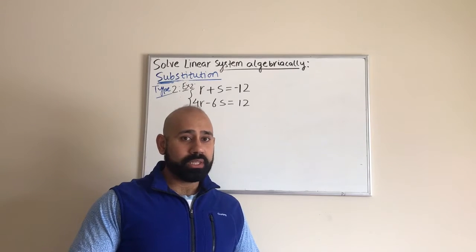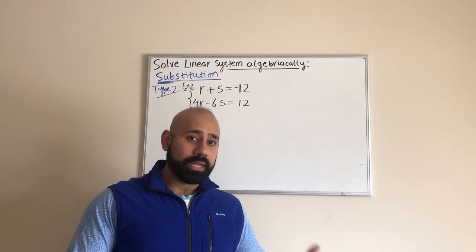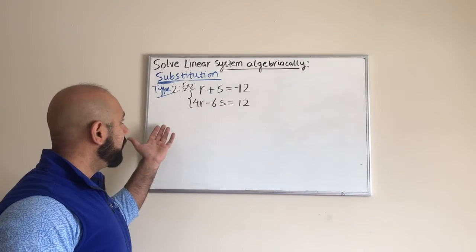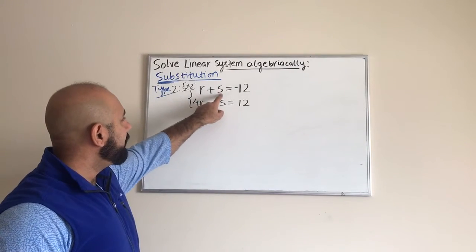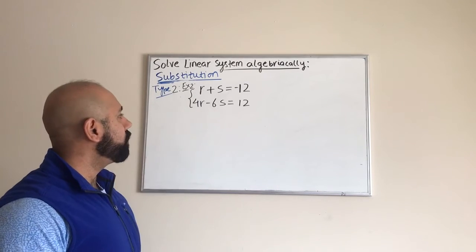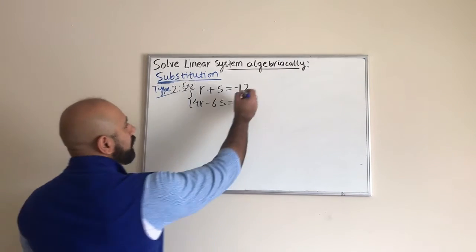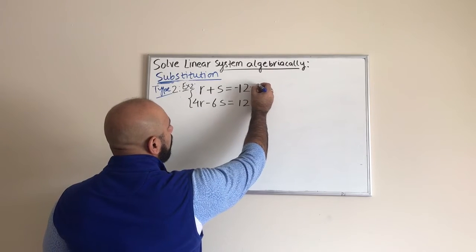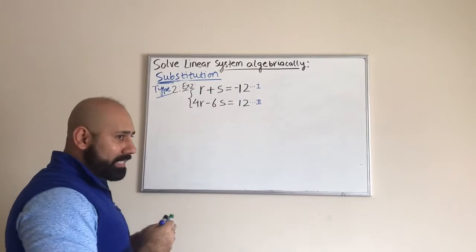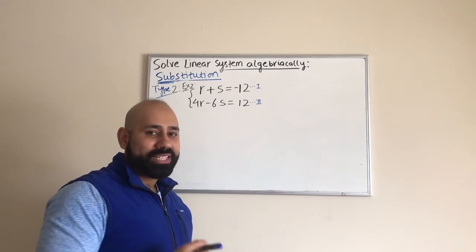to talk about type 2, and then we'll also look at type 3 in the next video. So for type 2, I have a system of equations which looks something like this. I have r plus s equal to negative 12, and then I have the other equation, which is 4r minus 6s equal to 12. So I'm going to call it equation 1 and this as equation 2.